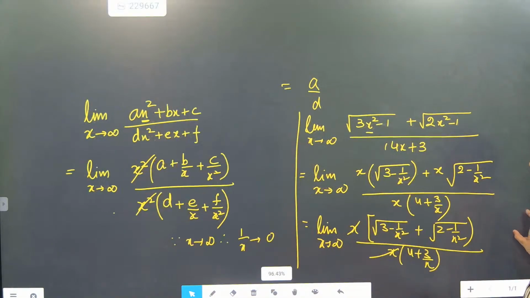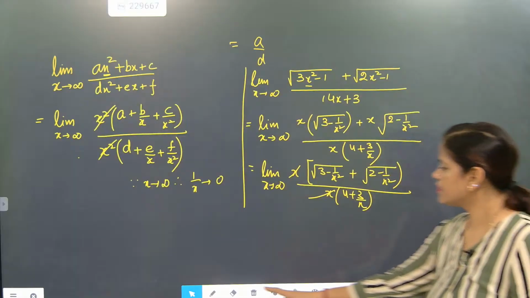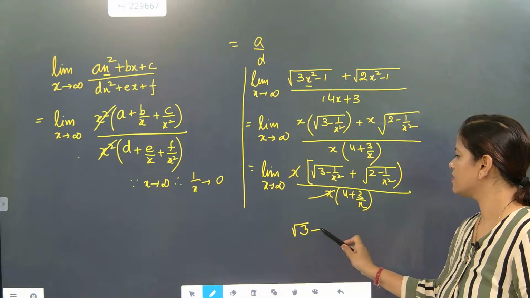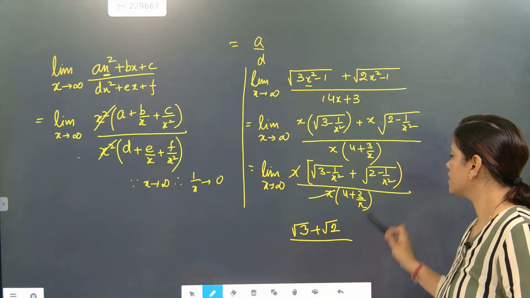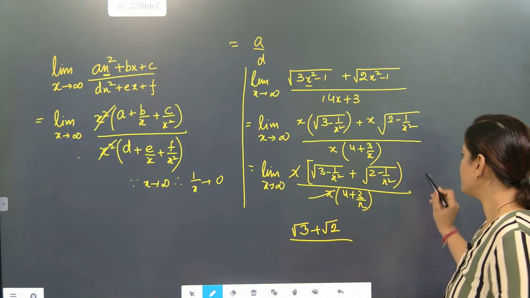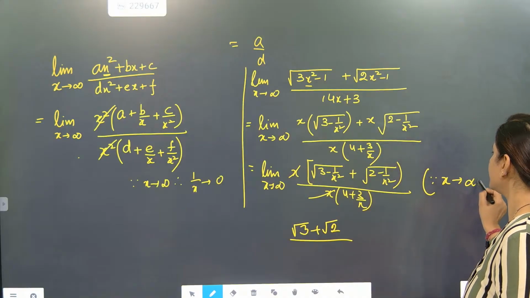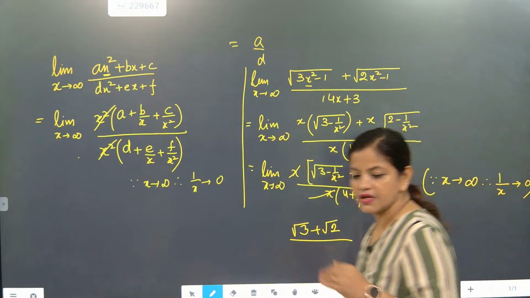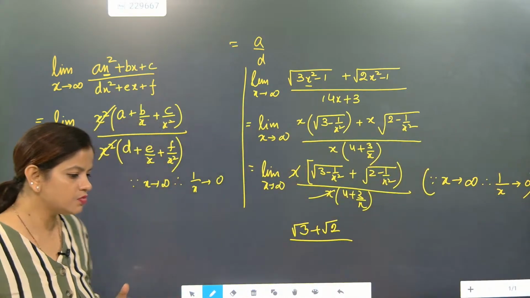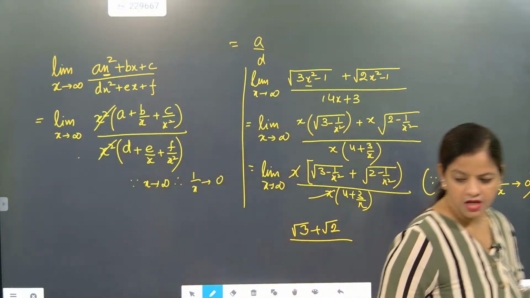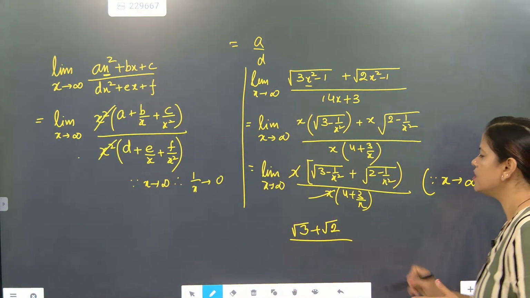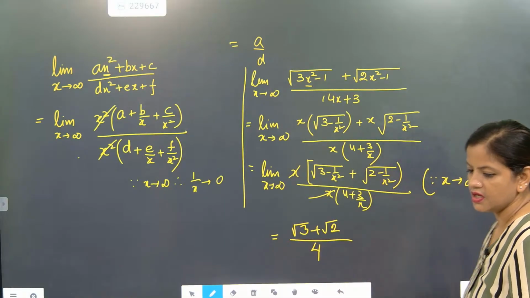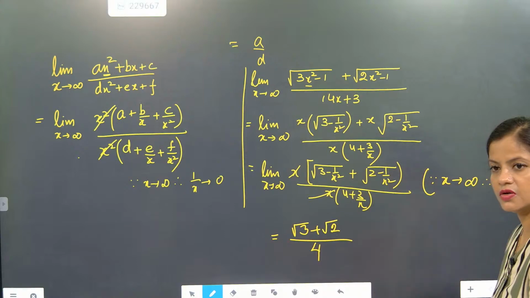So once the x is cancelled, what next work do we have to do? Now we are in a rush to solve the question. Root 3 will be left with root 2, because this part will become 0. Why? Because whenever x tends to infinity, 1 by x tends to 0. This is the most important part, you remember. X tends to infinity means 1 by x tends to 0, and the denominator part will come as 4, and this will become your answer. I hope everybody understood how to proceed with the question. Done?